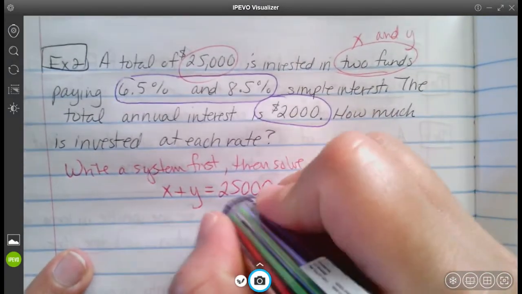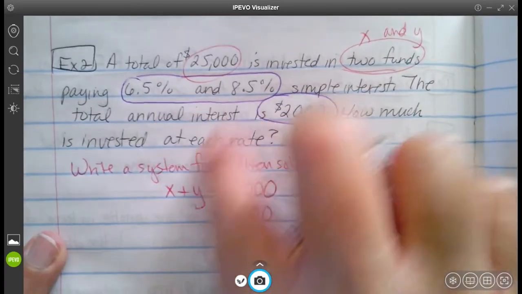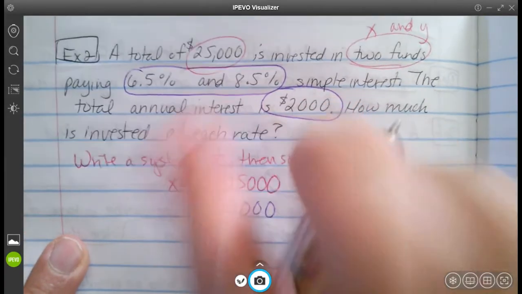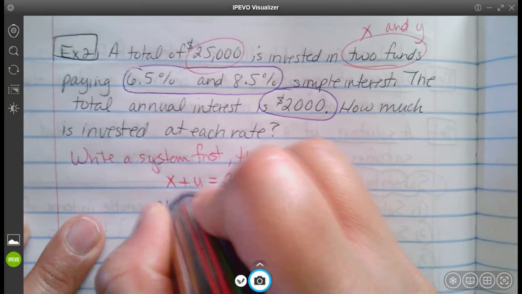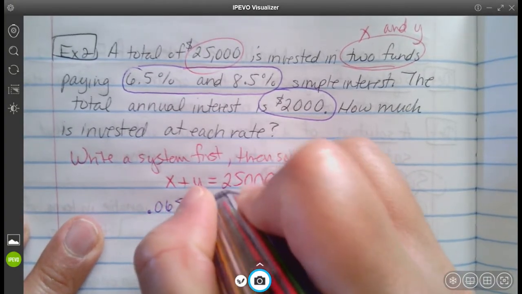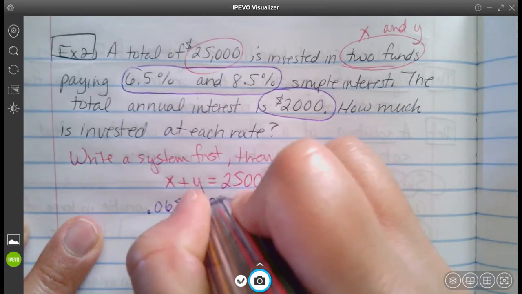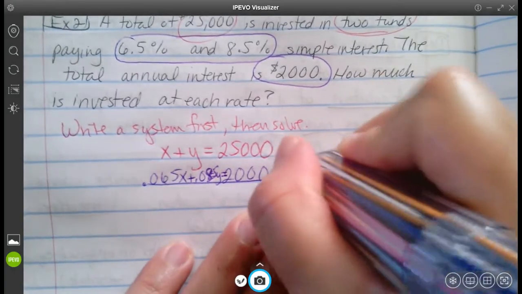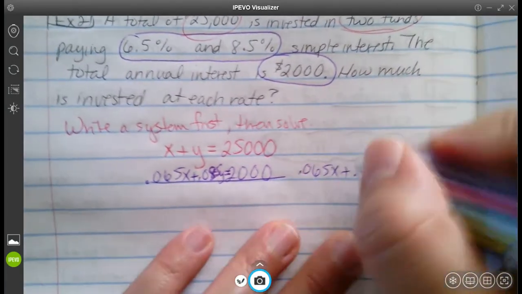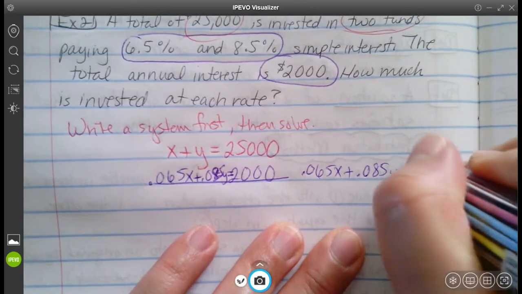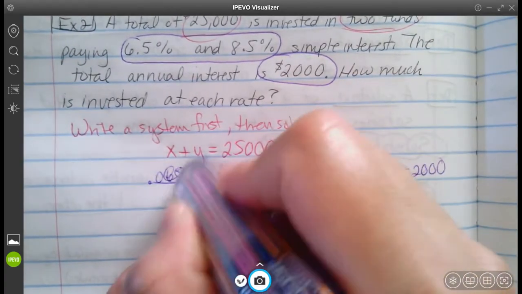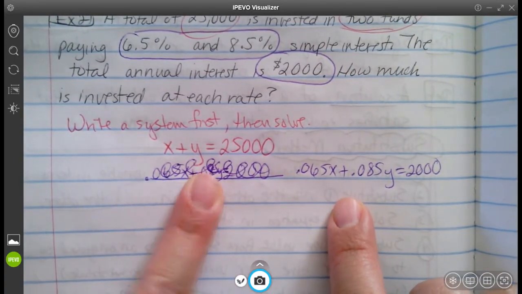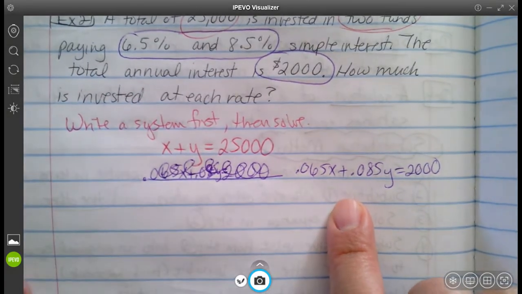So equals 2,000. Now I'm going to put these here, but whenever you're going into a formula, you want to change these percentages into decimals. So it would be 0.065x plus 0.085y. Let me write that nicer, it looks kind of messy. So 0.065x plus 0.085y is $2,000. These are my two equations based off of this application problem.